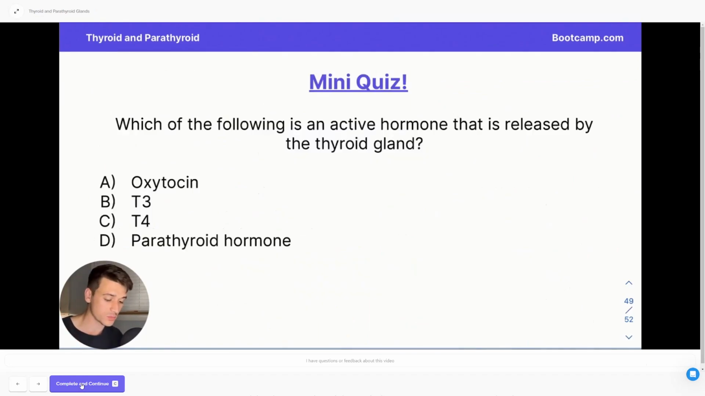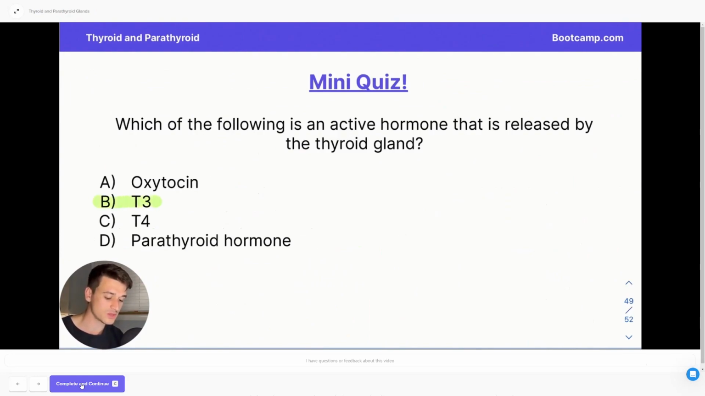All right, so at this point we can go ahead and move on to a mini quiz to see what you've learned. Which of the following is an active hormone that is released by the thyroid gland? Go ahead and pause the video now, take a moment, and answer this question. And the correct answer in this case is B, T3.